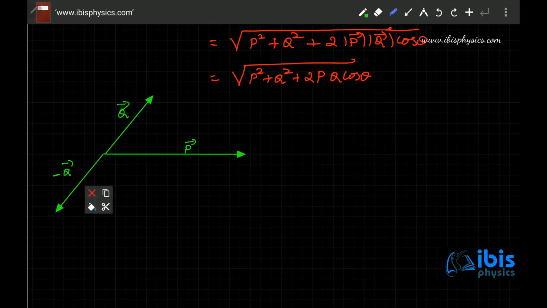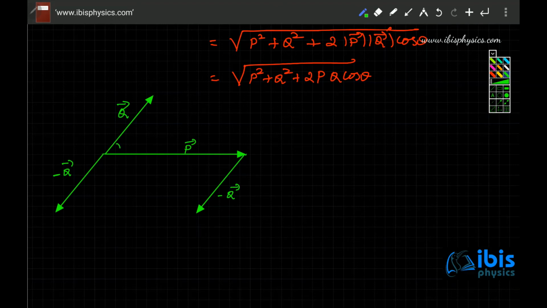So I'm going to copy this and do it there and place it here. Place the tail onto this. Now you see this is p vector, this is minus q vector. So you are adding minus q vector with p vector.